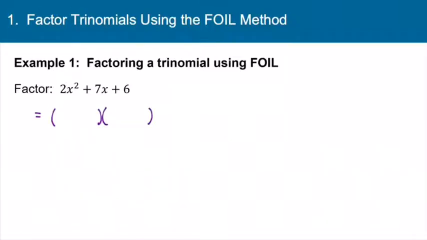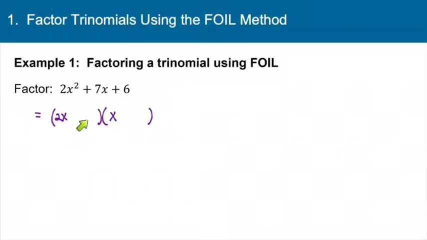Now remember, we are reversing the FOIL process. So first times first has to be 2x squared. So we have to choose factors here that when we multiply them together, they'll make 2x squared. The only factors that will give us a 2 are 2 times 1. And of course for x squared, we would use x times x. So let's put here 2x times 1x. Now notice that I did not write the 1 because you know that whenever the coefficient is 1, we just don't bother to write it.